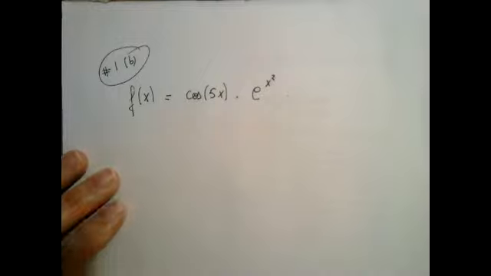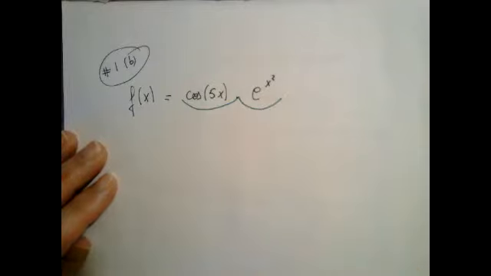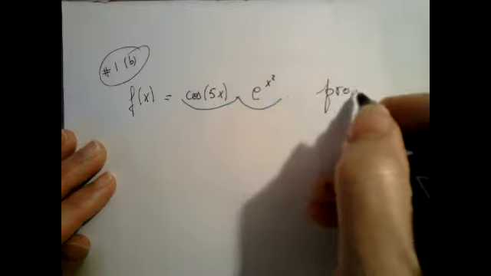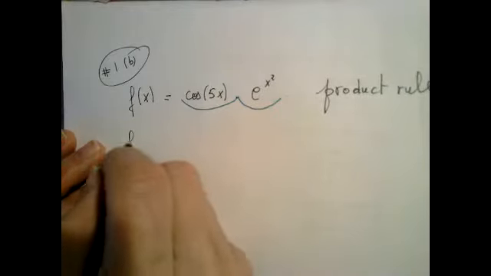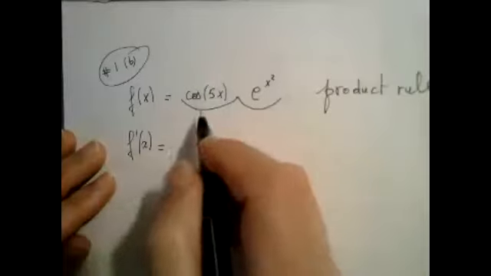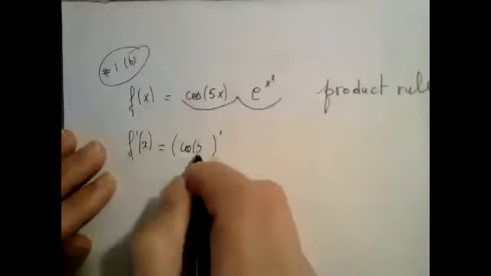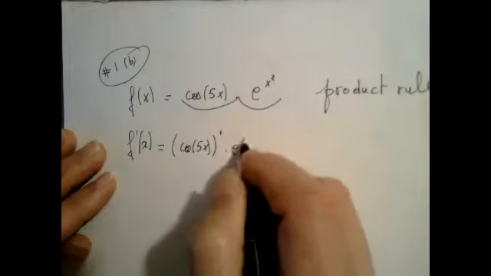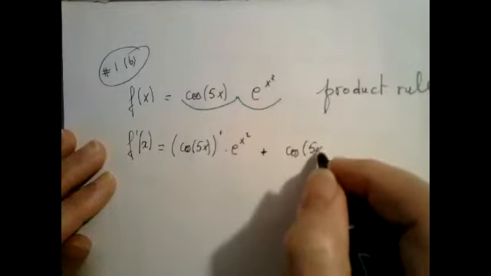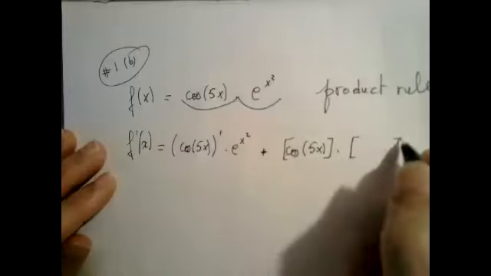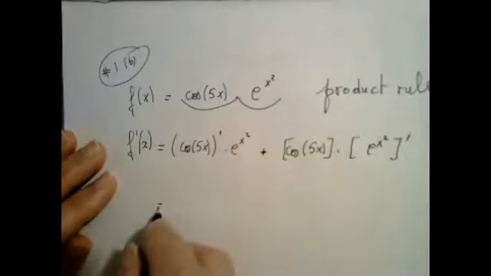So the first thing we see when we look at this function is the product of two functions. So immediately we should go after the product rule. So the derivative. Let's see what the product rule, remind you the product rule. Derivative of the first times the second function plus the first times the derivative of the second. So it's going to be equal to.